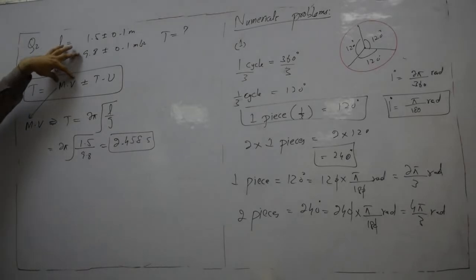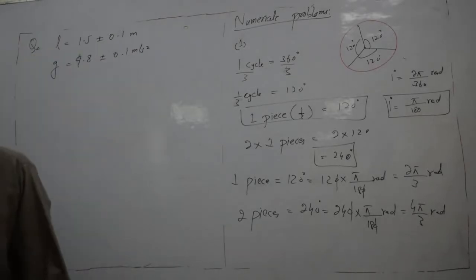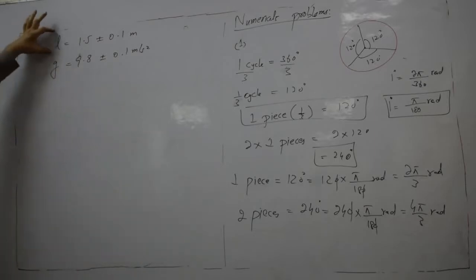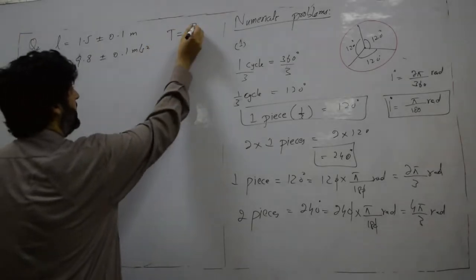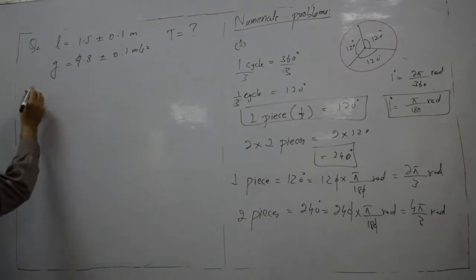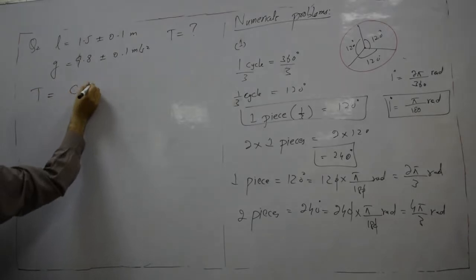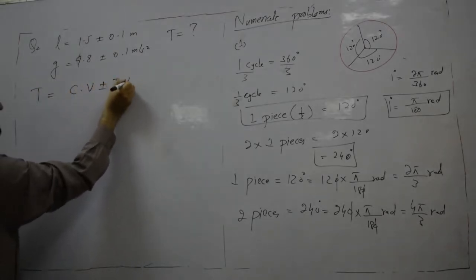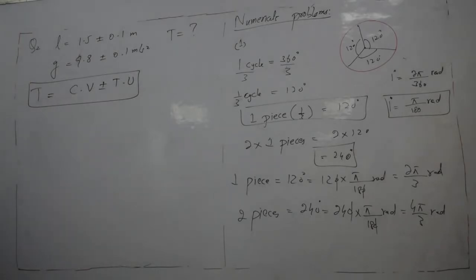Means half of the answer is clear. We have numerical number 2, that is the length of the pendulum is given, the value of g for the pendulum is given, and we have to calculate the time period of the pendulum with uncertainties. The answer for the time period with uncertainty will be the calculated value plus minus the total uncertainty. That is the answer for the time period of the pendulum. This is the general answer.